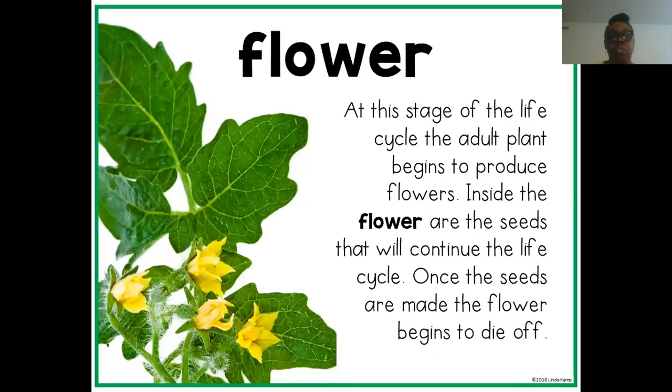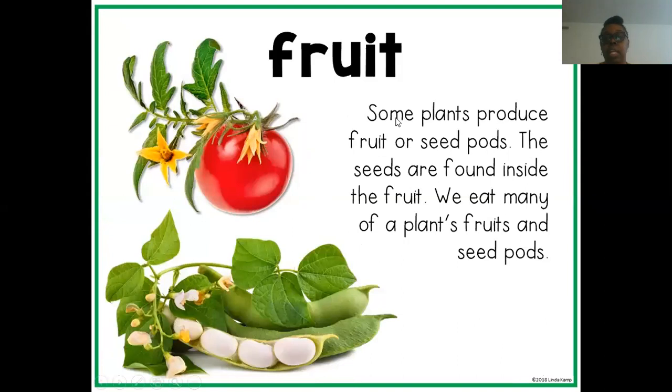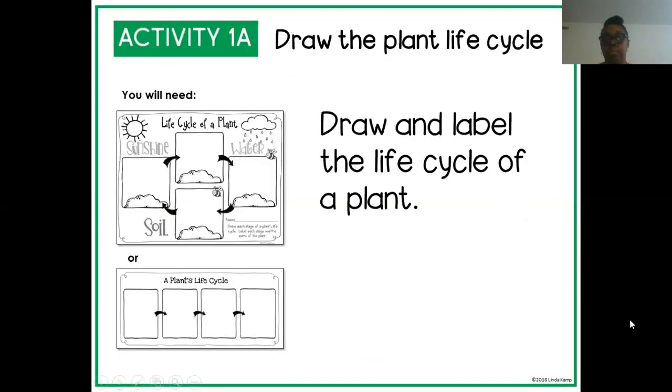Where all these flowers are, there'll be some beans on there. Some plants produce fruit or seed pods. The seeds are found inside the fruits. We eat many of the plant's fruit and seed pods. So beans have seed pods, and tomatoes have the seeds on the inside of the fruit.